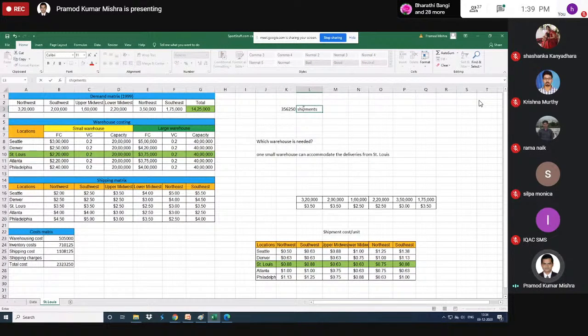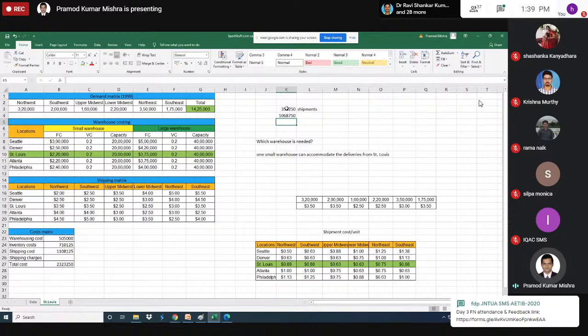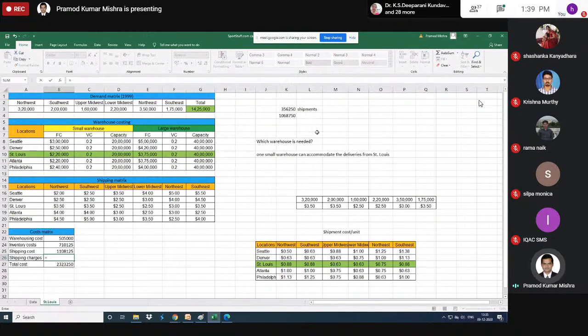Okay, so if you get these many shipments, then what is it that per shipment you are getting from the customers? $3 you are getting. So what is that? 10,68,750. So I can directly get this value there. 10,68,750 is what you are going to get from the customers. So how to calculate? This is plus this plus this plus this. That means this one is your warehousing cost plus inventory cost plus shipping cost. This is the total cost.